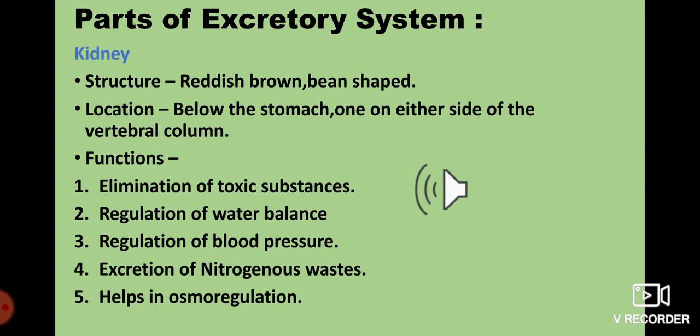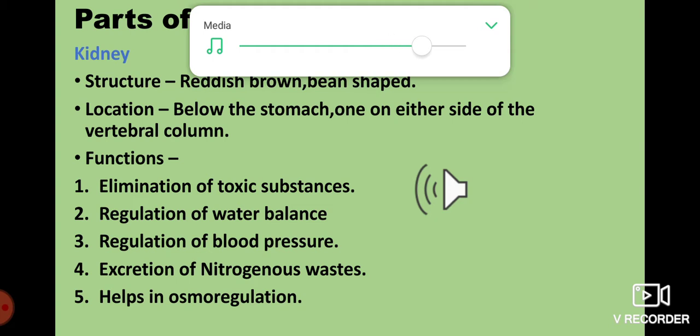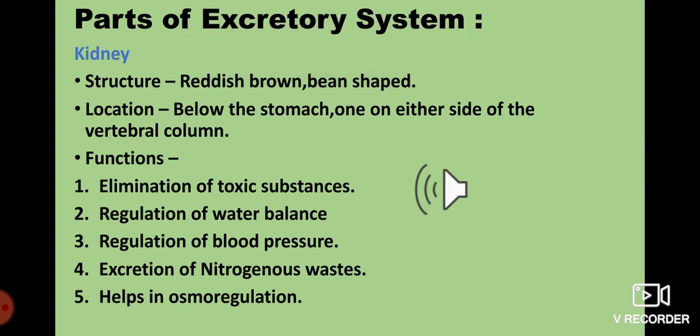Talking about the structure, kidneys are reddish brown and bean shaped. A pair of kidneys means two kidneys are present there. Talking about the location, it is present below the stomach and on either side of the vertebral column, which you can also call the backbone or spinal cord. Below the stomach is also known as the abdomen. So below the abdomen, on either side, one on the left and one on the right side of the vertebral column or backbone. You can see the picture in the book.